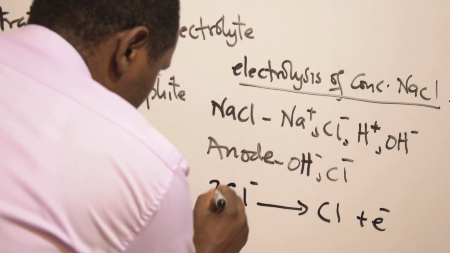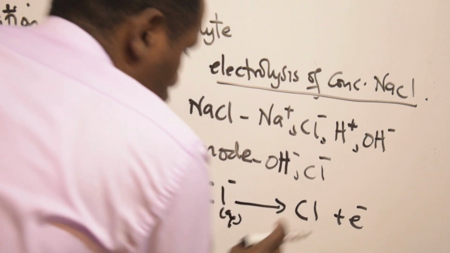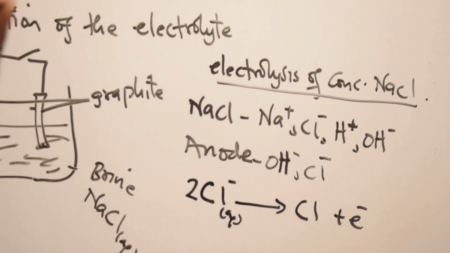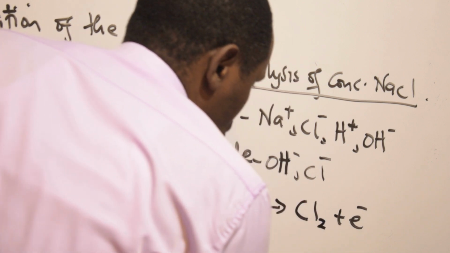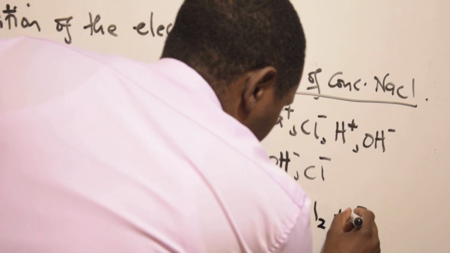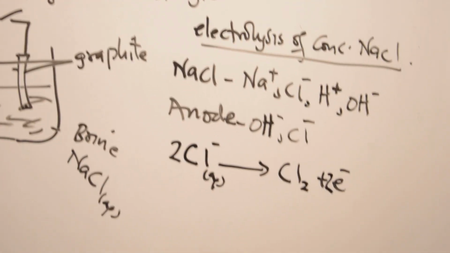Now, two of these chloride ions will obviously form 2 chlorine atoms, and then the 2 chlorine atoms here, for the sake of stability, will form a chlorine molecule, and of course 2 electrons will be released. That's what we are actually talking about.